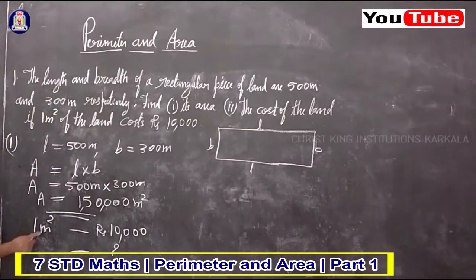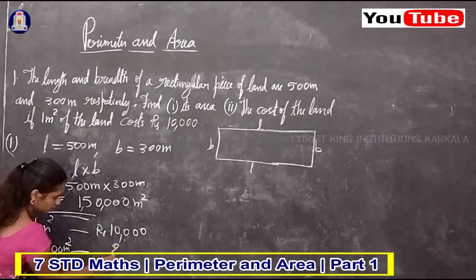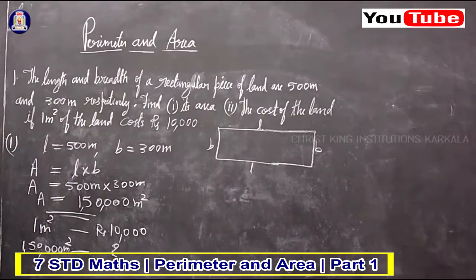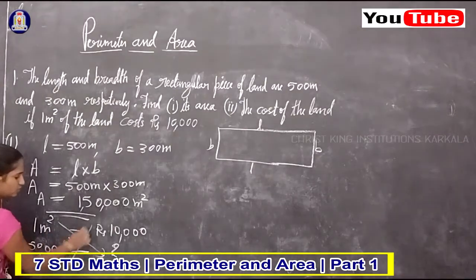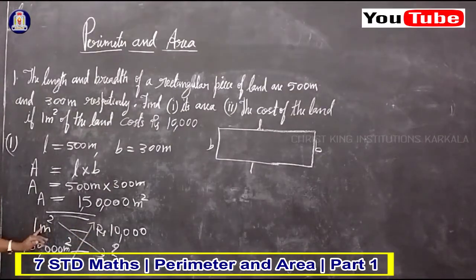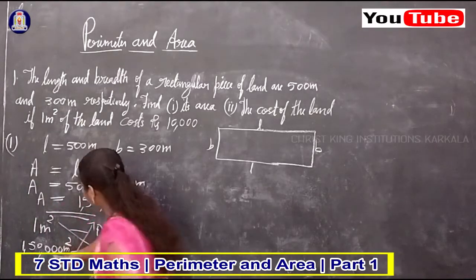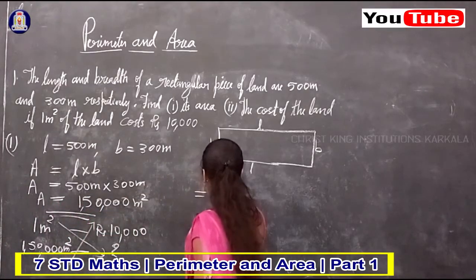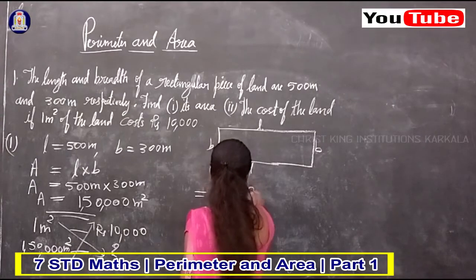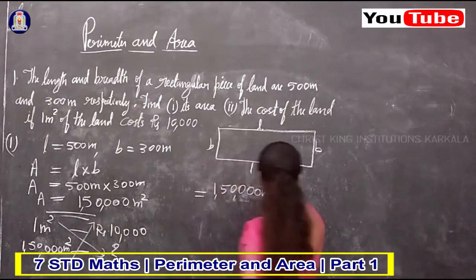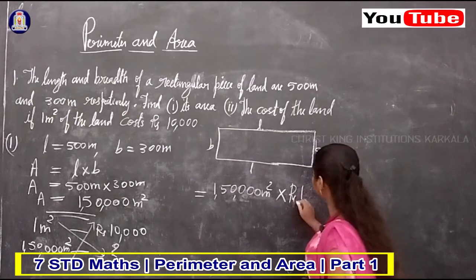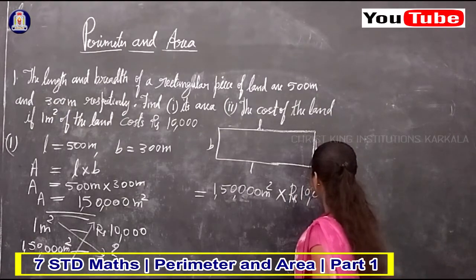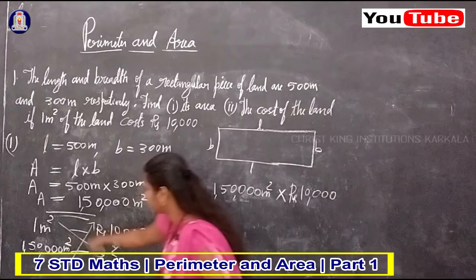Clear? So now you have to write 1 meter square, rupees 10,000, means 1,50,000 meters square of area. So what is the cost? So question mark, cost we don't know. Clear? So what you have to do next, you have to cross multiply these two. So how to cross multiply? You write 1,50,000 meters square into rupees 10,000, this into this and this into this.